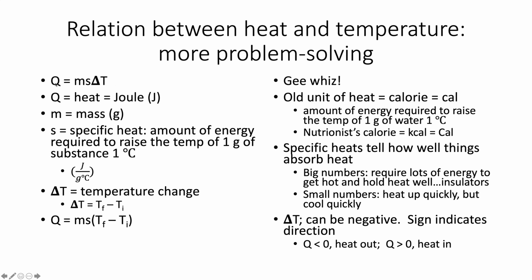So Q is something we use for heat. T is temperature, and that's ms. This is a Greek letter delta, which means change in, right? So Q, this is actually a heat change, is the mass times what's called the specific heat times the change in temperature. So Q is the heat. Usually we use the unit joules, okay?